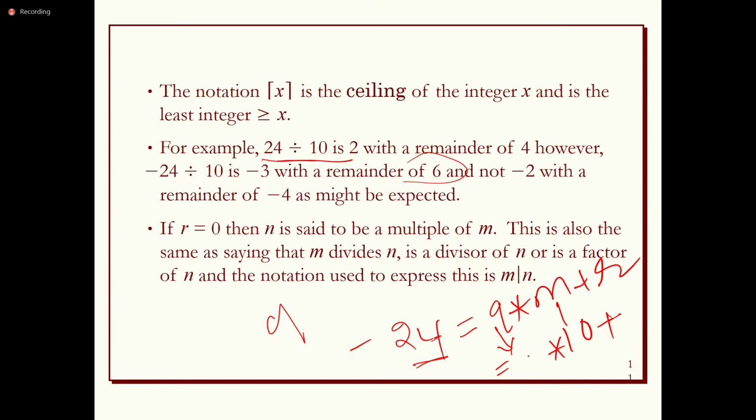Okay, so here we can choose a q value. The entire q into m value should be less than or equal to minus 24. So we can choose minus 3. Minus 3 into 10, and the remainder value will be 6. So according to that, the q value will be minus 3 and the remainder value will be 6.